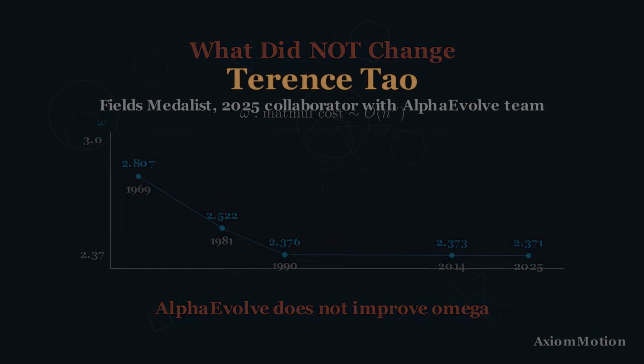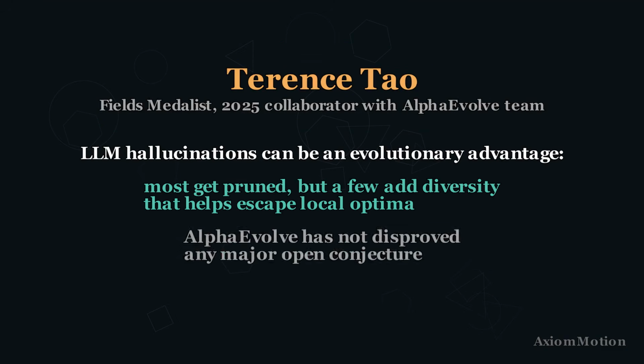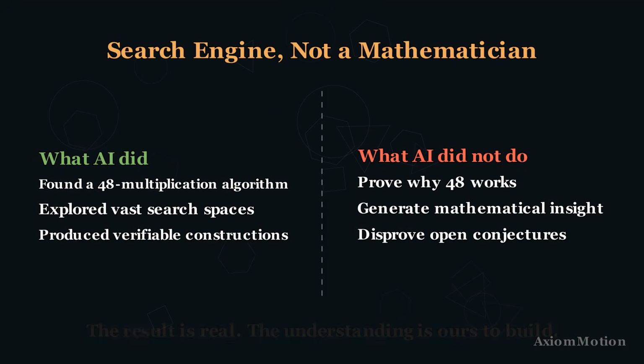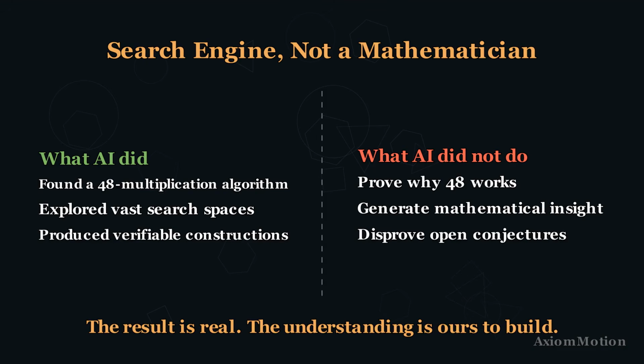Terence Tao, who collaborated with the AlphaEvolve team on a follow-up paper, offered a nuanced perspective. He described AlphaEvolve as an evolutionary system where the stochastic nature of the language model can actually be an advantage. Many hallucinations get pruned out through poor performance, but a few add enough diversity to escape local optima. Tao also noted that AlphaEvolve has not disproved any major open conjecture. This is an important distinction. AlphaEvolve is a powerful search engine, not a mathematician.